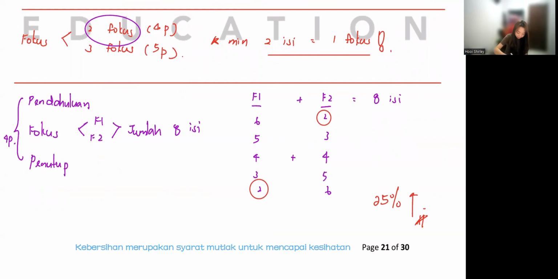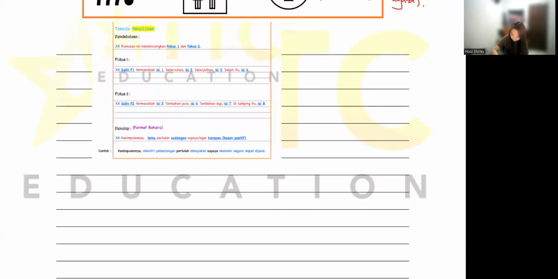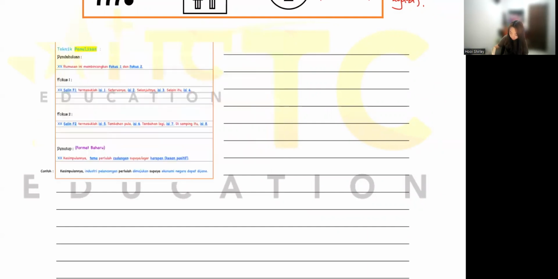Take a look at the technique. I will show you this one. Okay, then look at this one. You can take a screenshot or pictures of that.